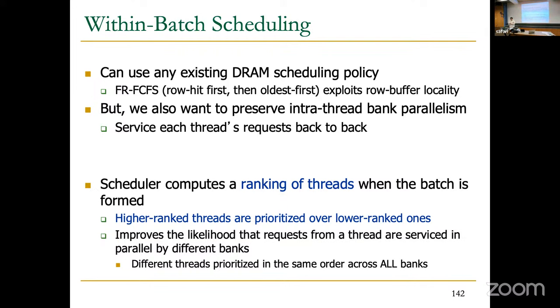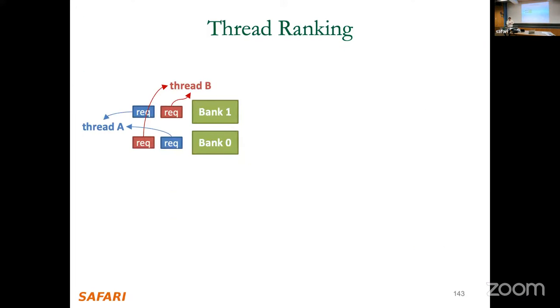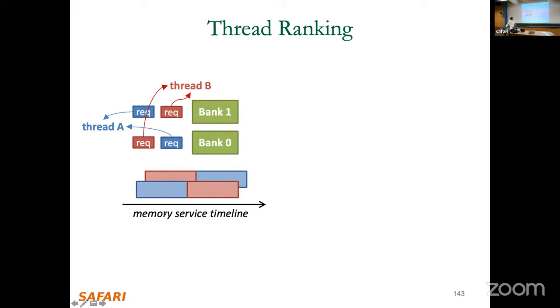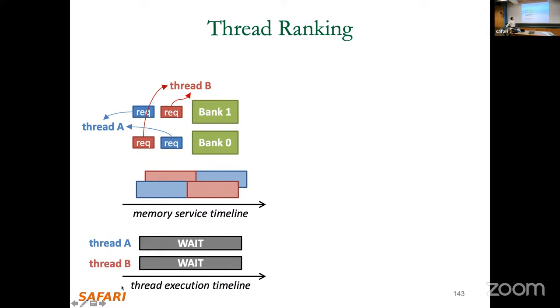But to understand this, it is enough to look at what happens just inside the bank, and that's what we'll do. So how do we compute the ranking of threads? The basic idea here is, I'll show you first a case where we don't rank threads. The red requests are from thread B and blue requests are from thread A. This looks like the case in the earlier slides. If you look at in what order these requests are serviced, you'll see that thread A and thread B wait for the same long amount of time.